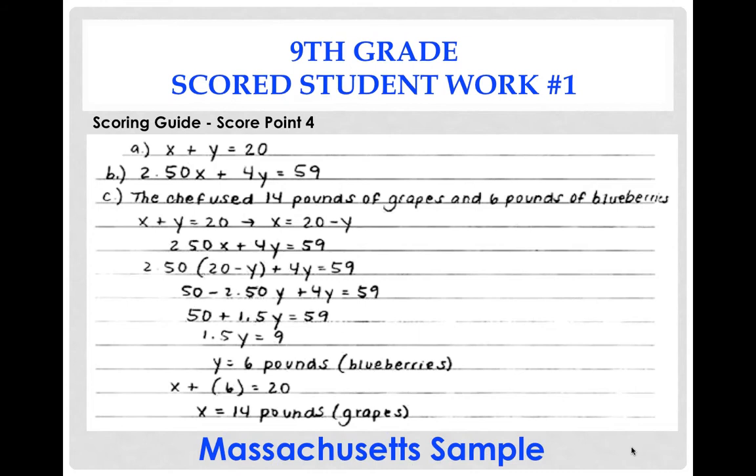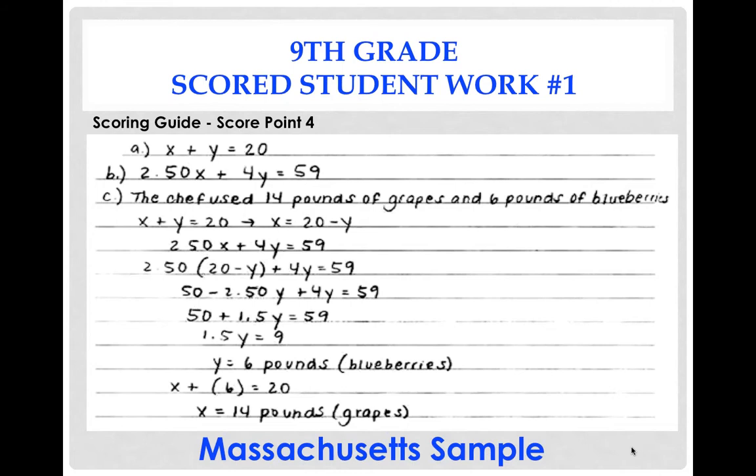So for B, the student had 2.50x plus 4y equals 59. And that represents the $2.50 for the grapes, and the 4y represents the $4 per pound for the blueberries. And then the 59 is the total cost that the chef paid for both the grapes and the blueberries.